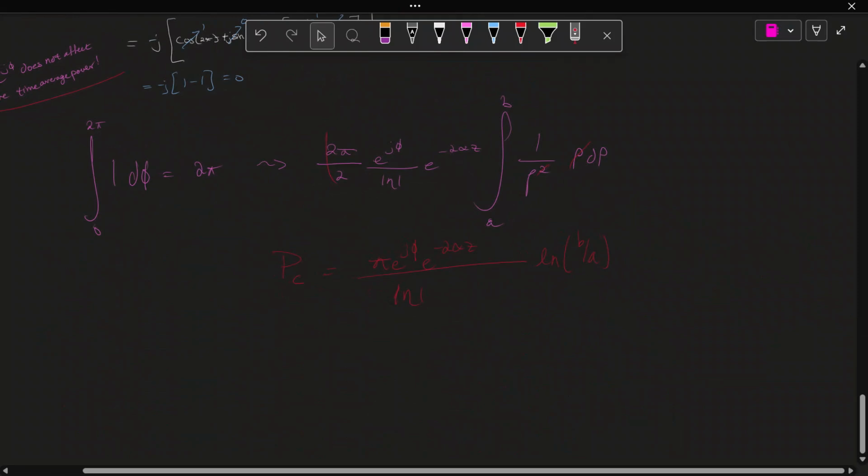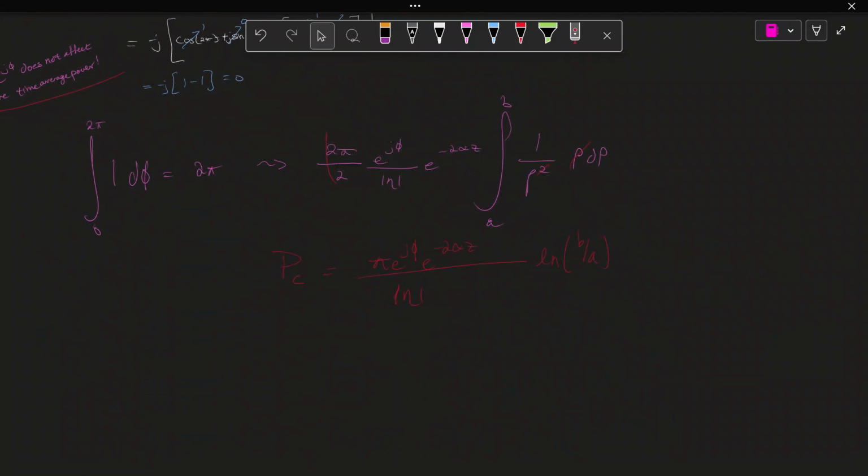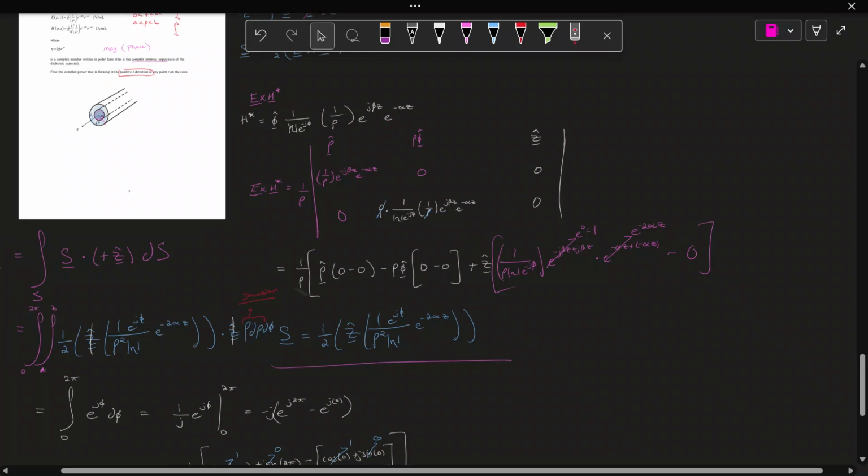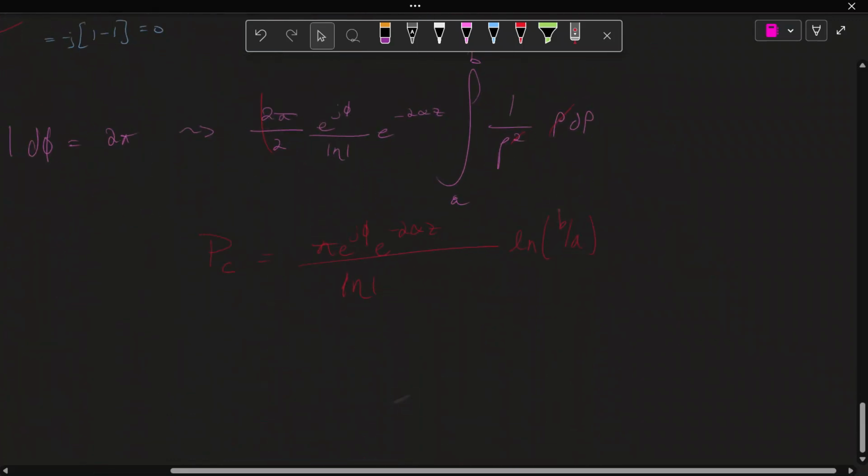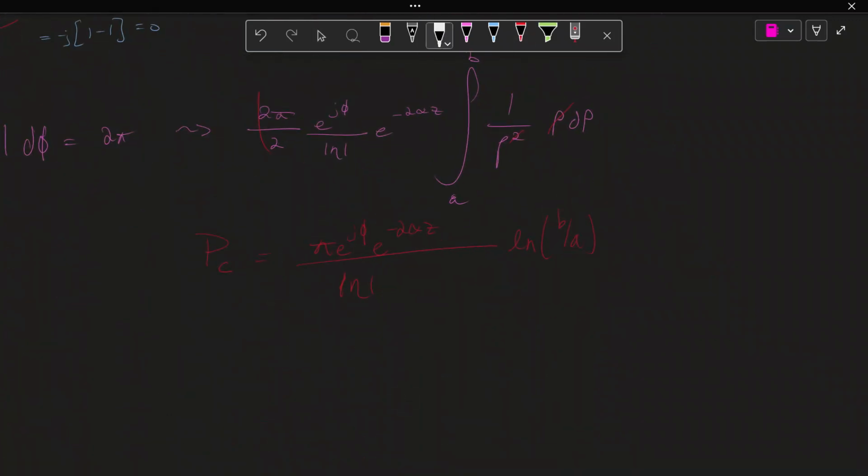I'm going to be honest, I see what else he did. I see he changed e to the j phi to Euler's identity, but it doesn't ask for that. So how would we know to solve for that? If y'all know what I mean? He would have to explicitly ask for that. If you put this, you would probably get full points.